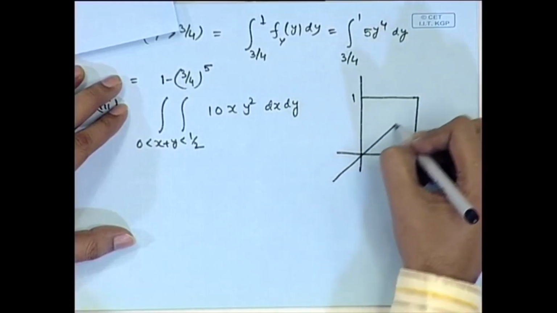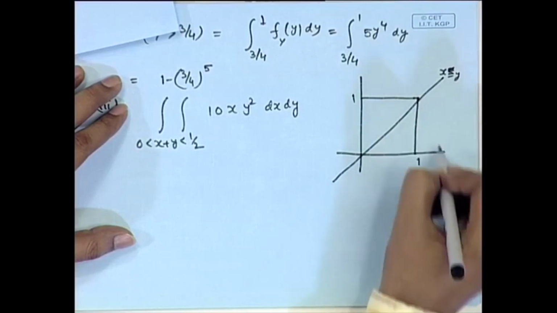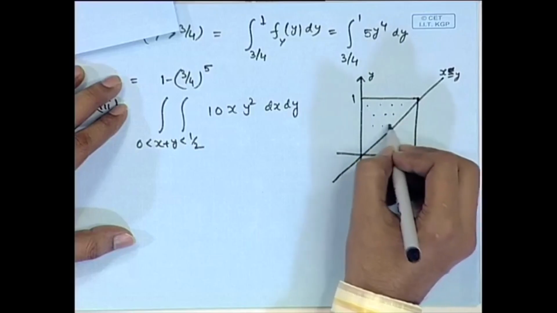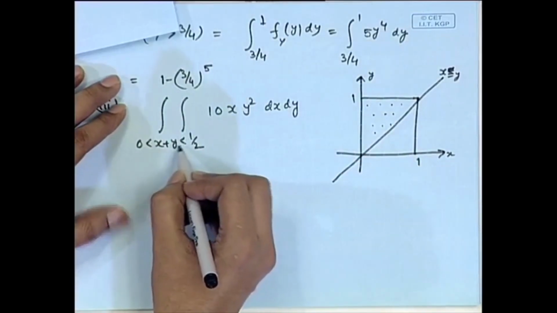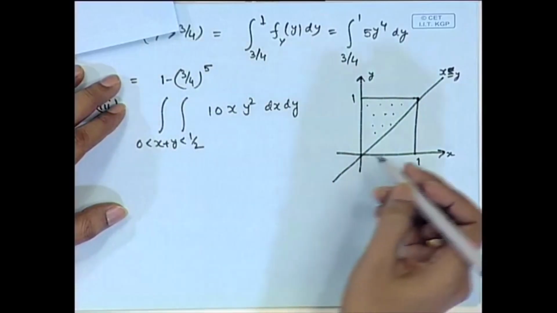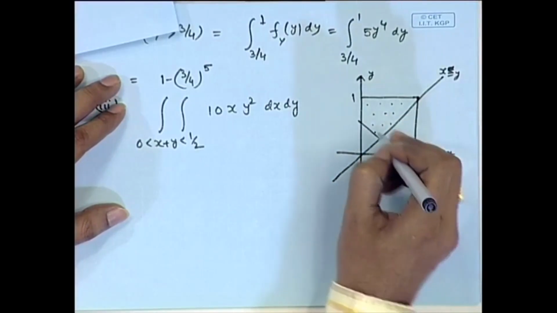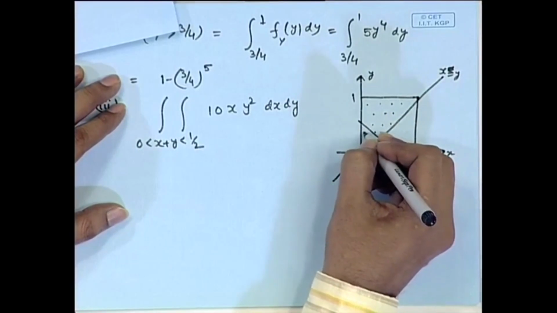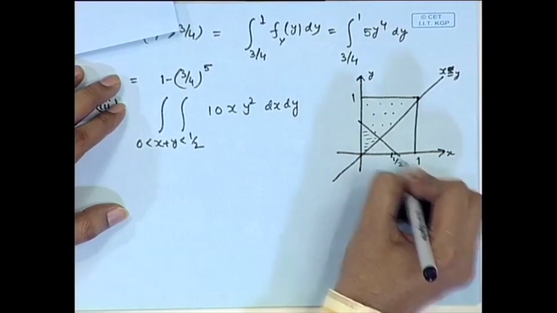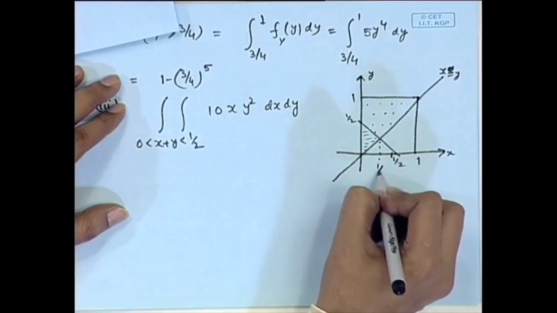The density is defined over the region shown now. Here we are saying x plus y is less than half. So, the line x plus y is equal to half, that is this one. So, the region of integration is reduced to this. This is half, this is half. So, this point is actually 1 by 4.